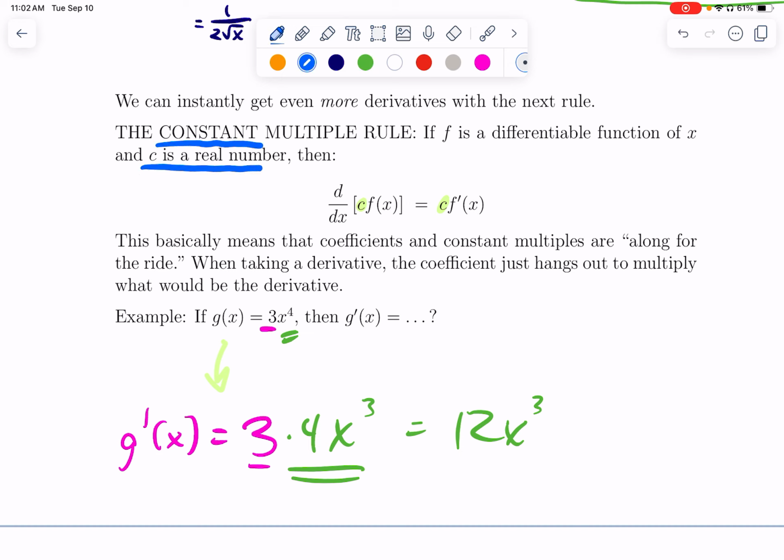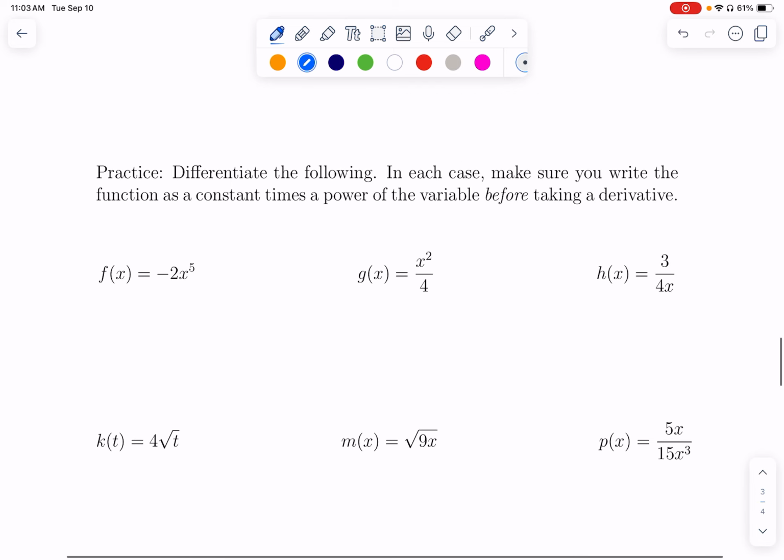Let's be very clear, this only works when we are multiplying by a constant. This doesn't work if we're multiplying a function by a function. Just if you're multiplying a function by a number, that number just kind of hangs out to multiply the derivative.